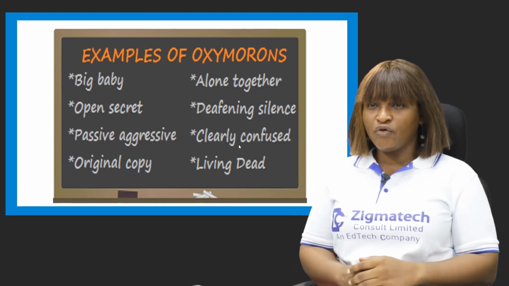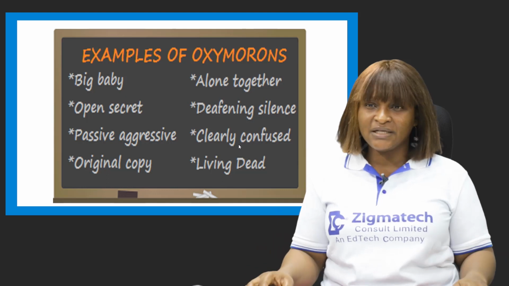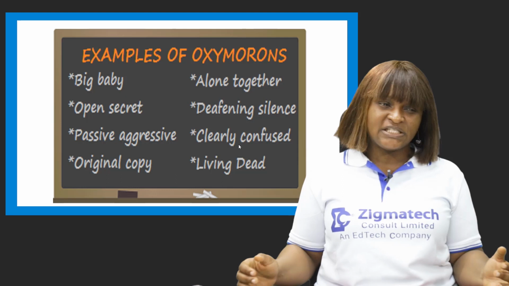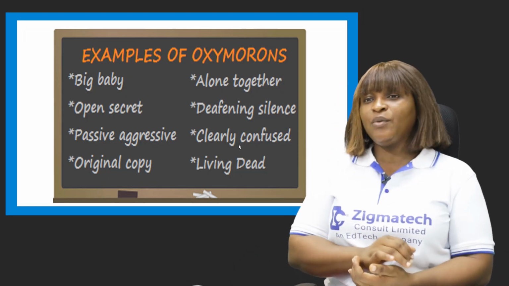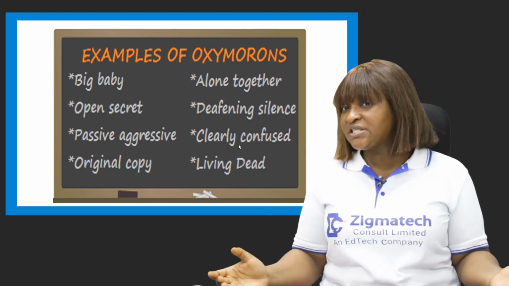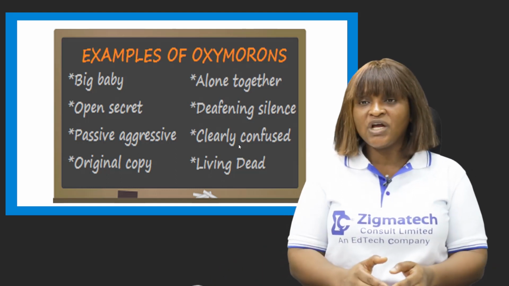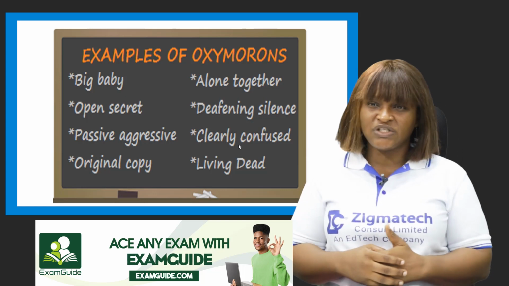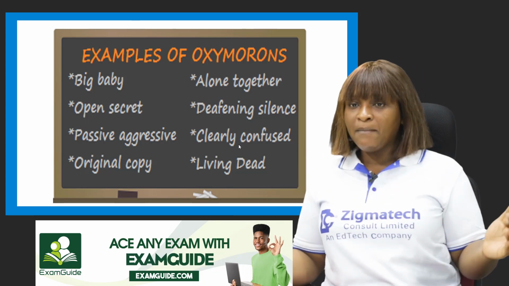All right, examples of oxymoron. You have big baby. Can a baby be big? Once you have the word baby, the intention is that that person is small. So here we have a big baby. Open secrets. There's no way something can be open and at the same time be a secret. Passive aggressive is not possible. It's either you're aggressive or you are passive.